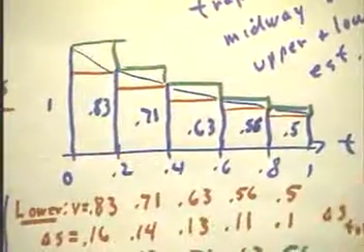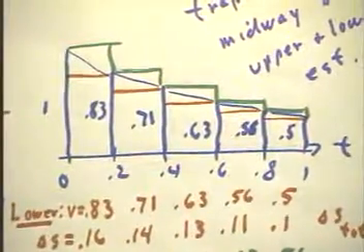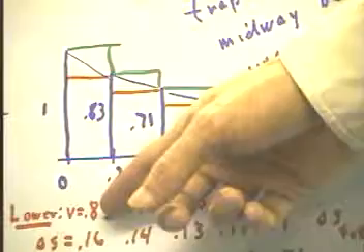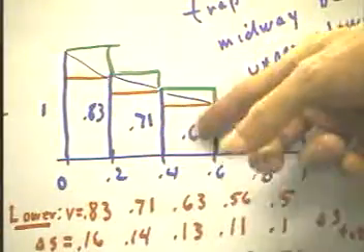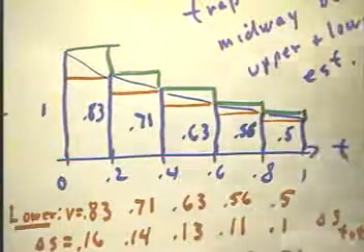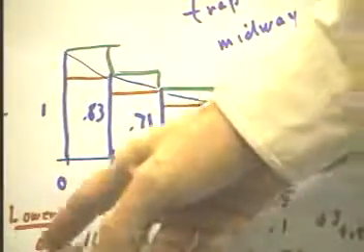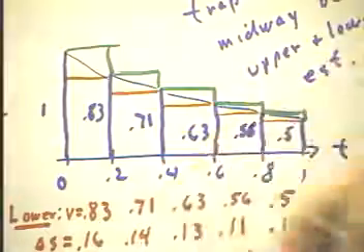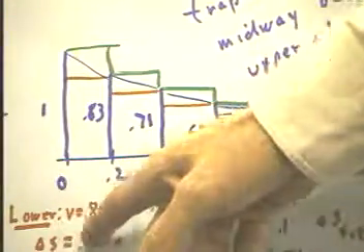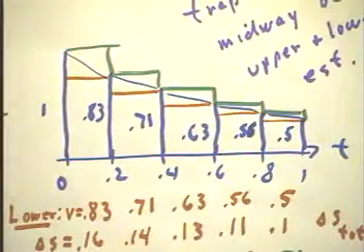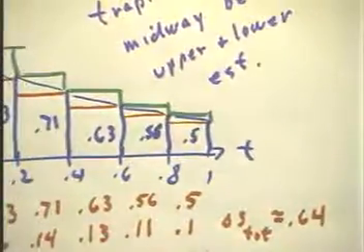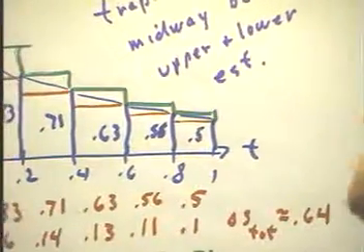Now, looking at our lower estimates, the velocities are, as we've seen, 0.83, 0.71, 0.63, the lower value of the velocity on each trapezoid. Our delta s's are then obtained by multiplying each velocity by 0.2, and we get our delta s's. And we note that if we total our delta s's here for the lower estimate, we get 0.64.